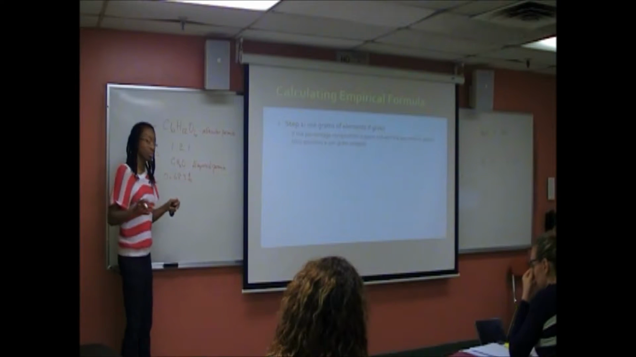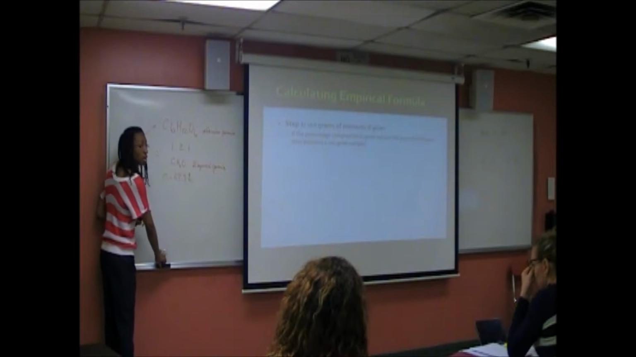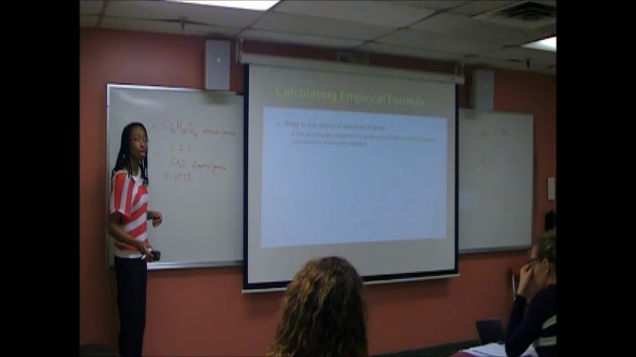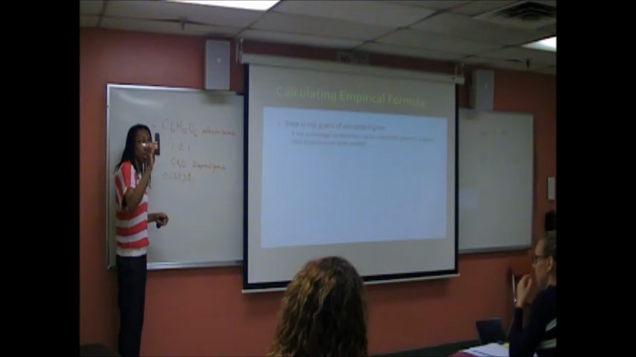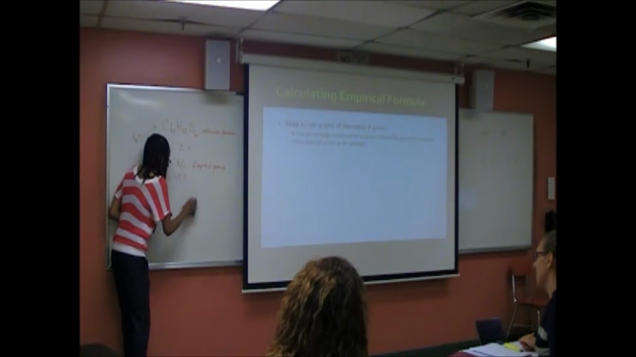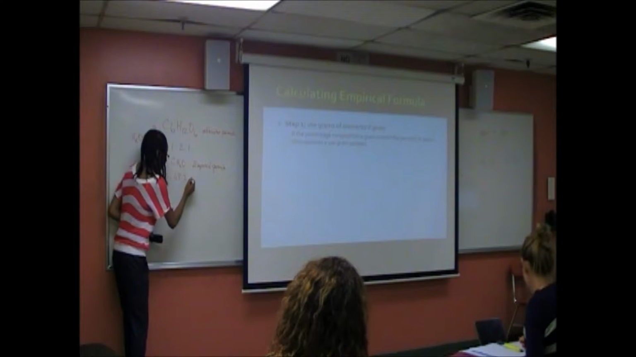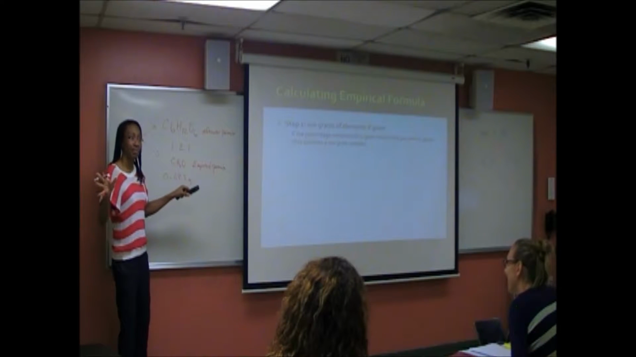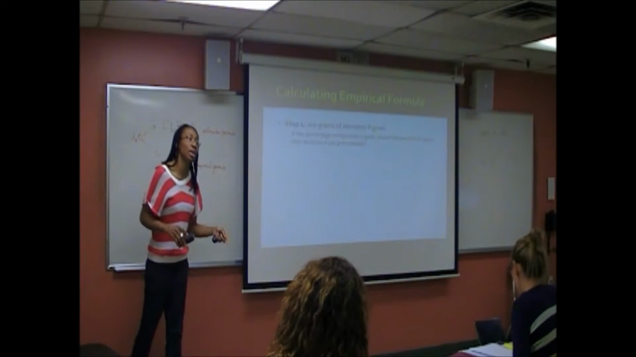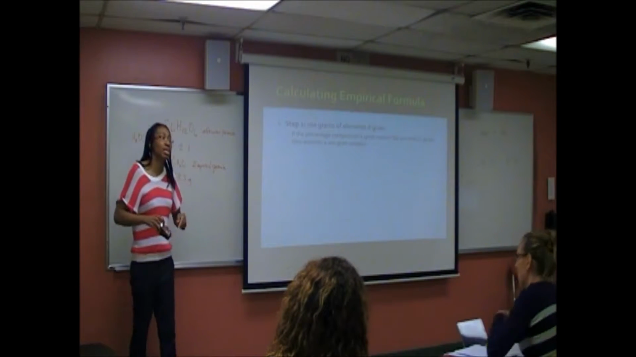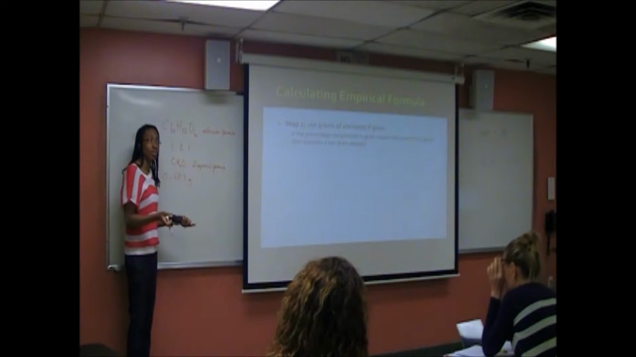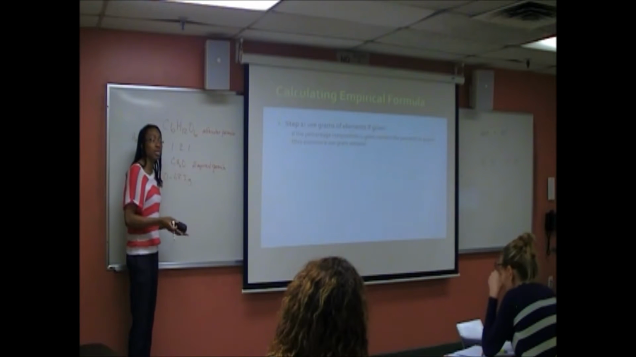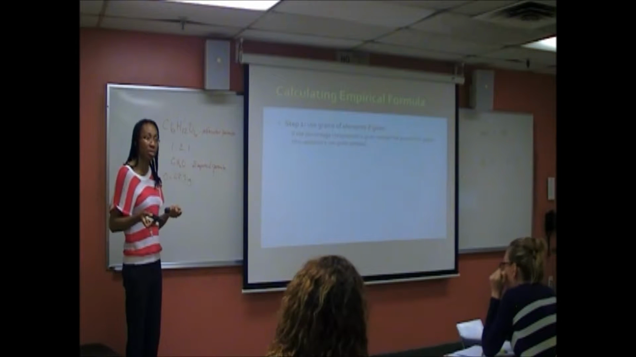How do we do that? Divide by 100? No. What you're going to do, you're going to take your eraser, erase the percentage, and write grams. That's it. That's how you do your conversion. The reason why we can do that is because we're assuming everything is at 100%. 100% can translate into 100 grams.